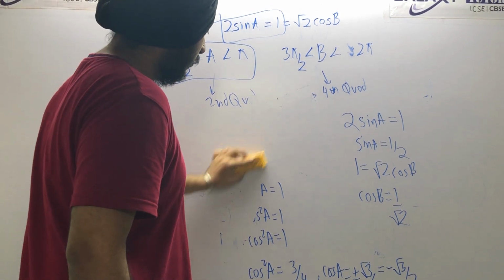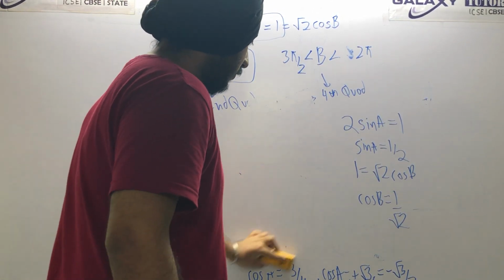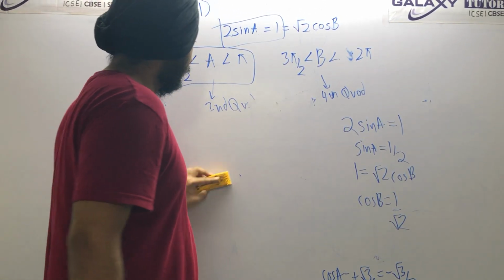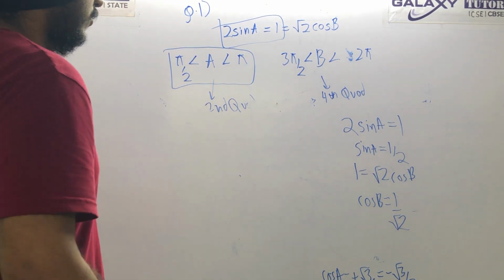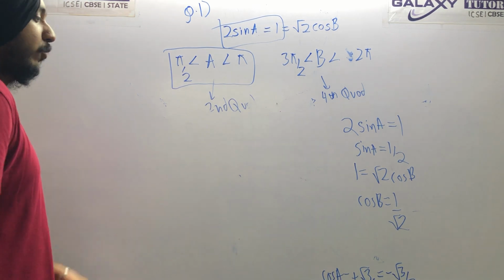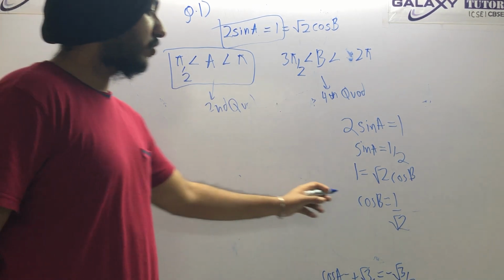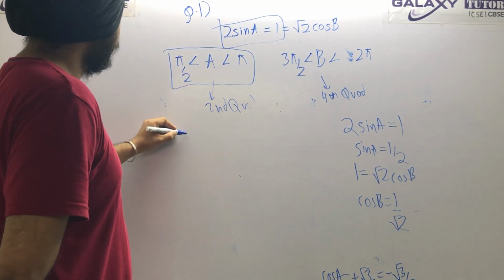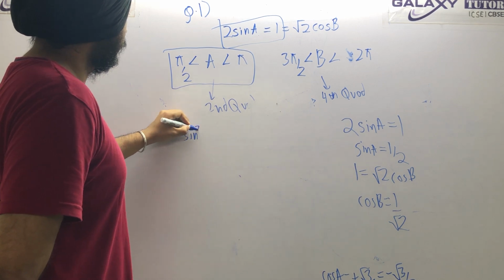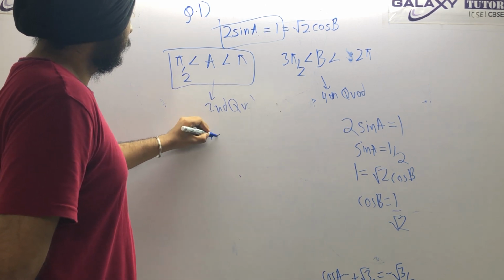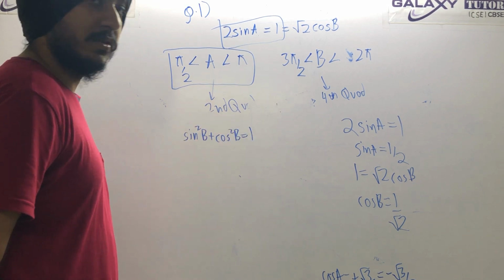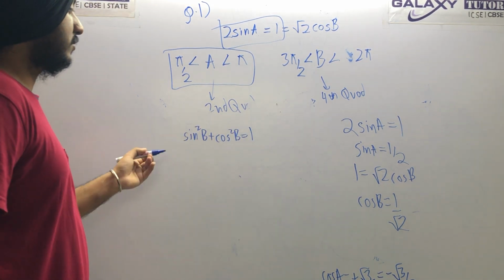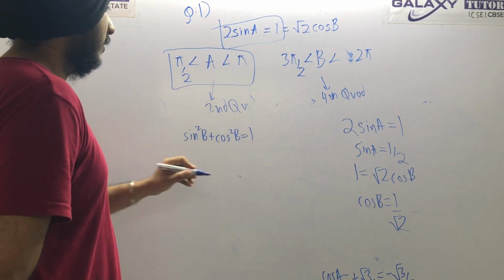Okay, I hope this is clear. So this was the value of cos A. Okay, next one. We know cos A, we know sin A, we know cos B. Now we have to find sin B. So you know cos B, you can find sin B. You know this relationship. Okay, so how can you write this now? You just put the value of cos B.